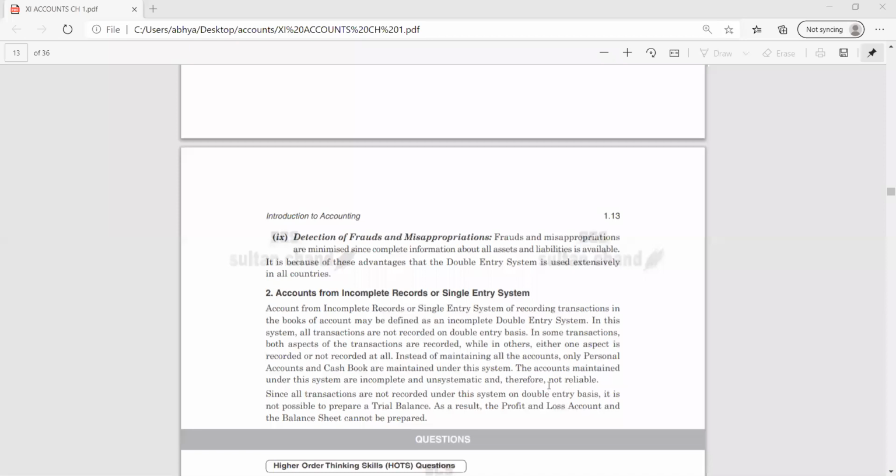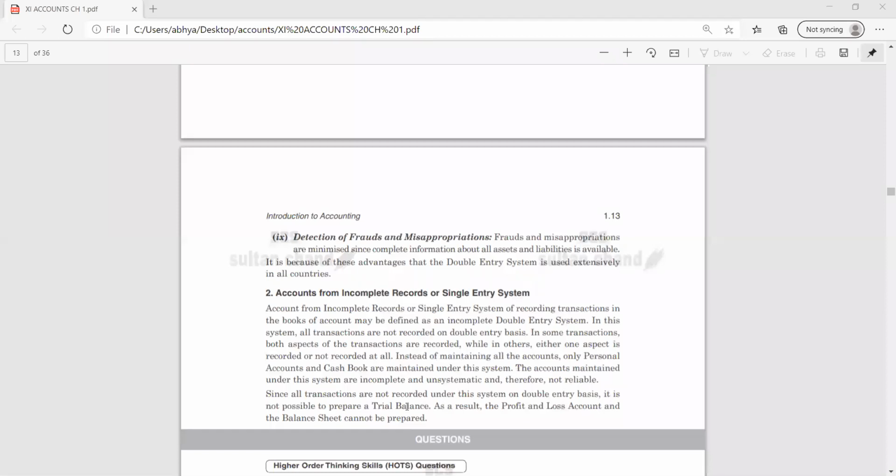Therefore, this system does not provide reliable information, meaning whatever profits or losses are given by this system are not reliable. Why not reliable? Because everything is not recorded here. Some of the transactions are left out. So how can only a few transactions give you reliable records?